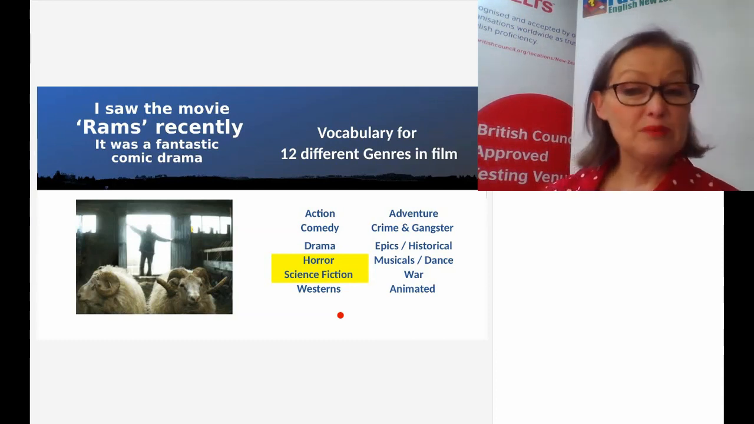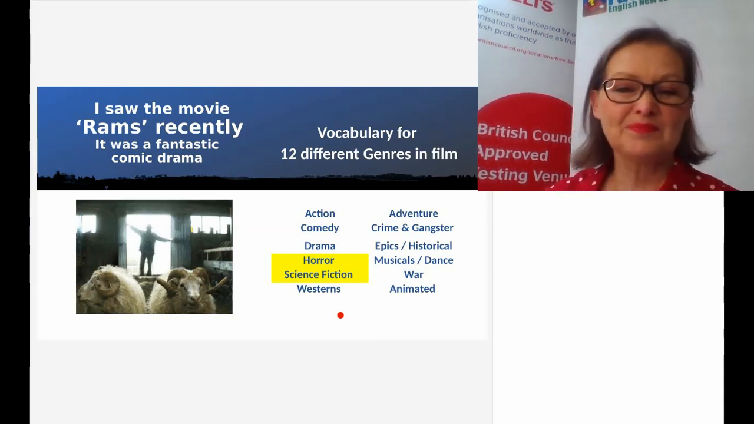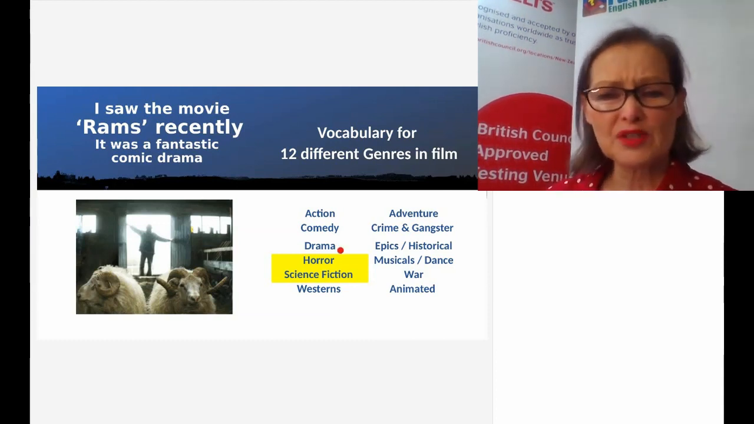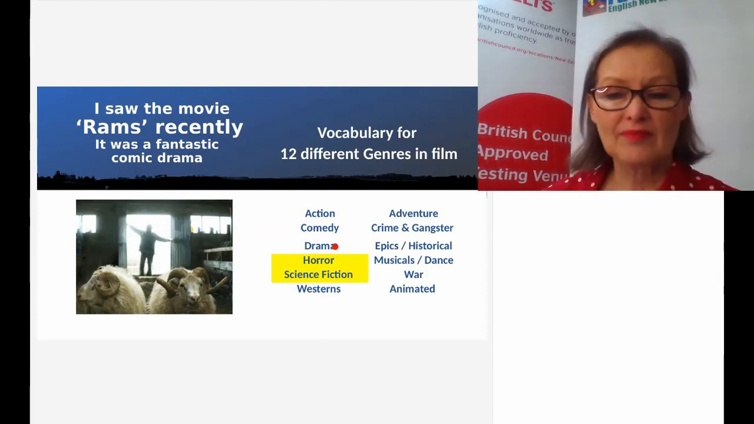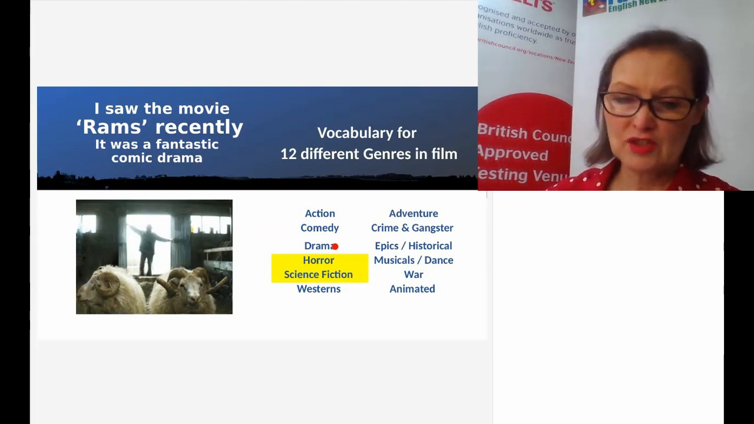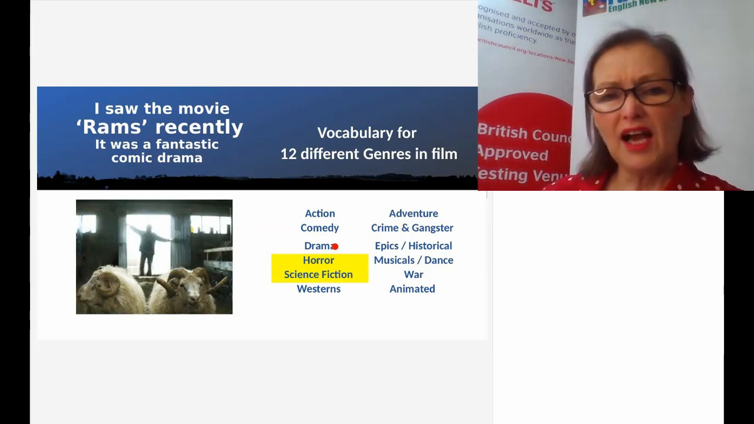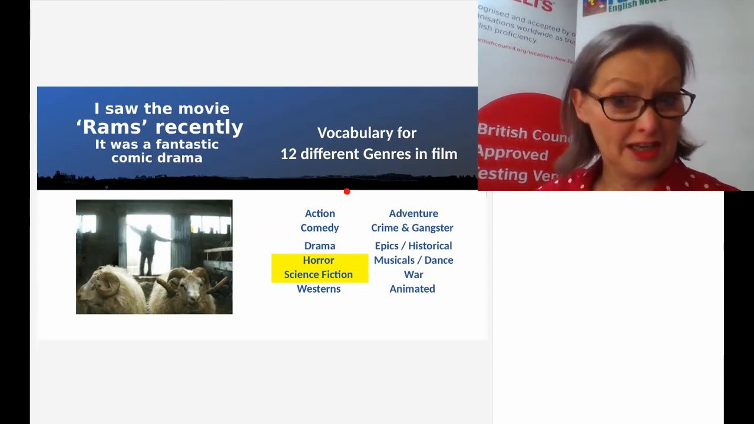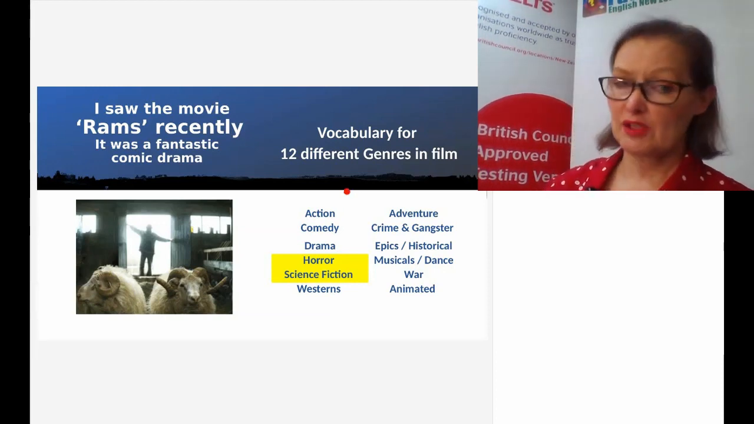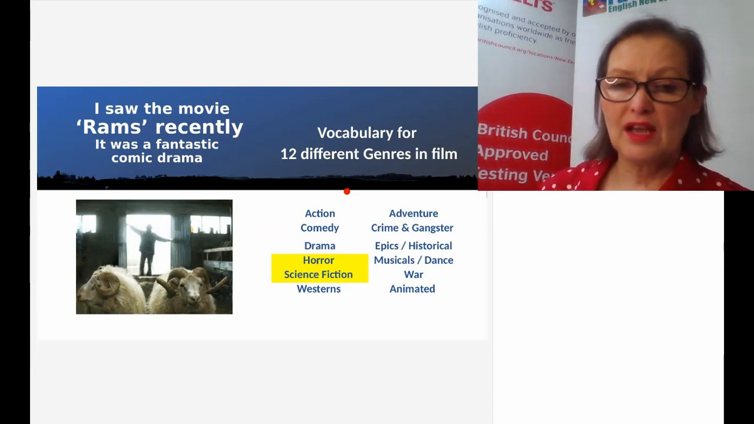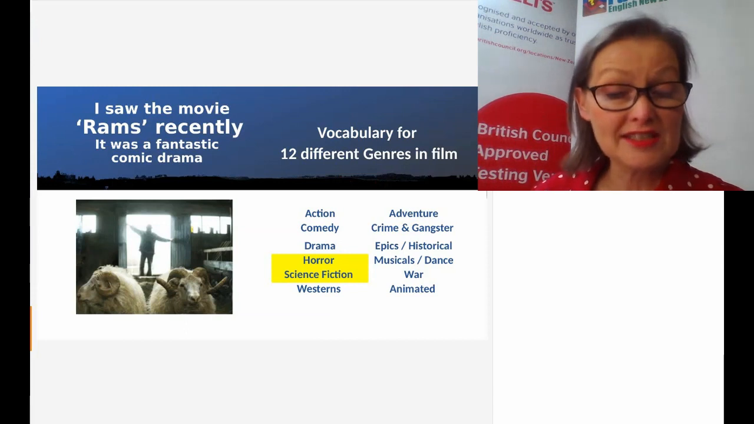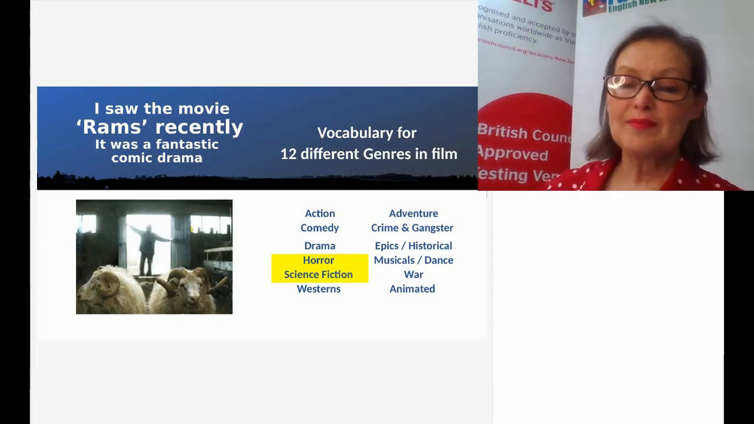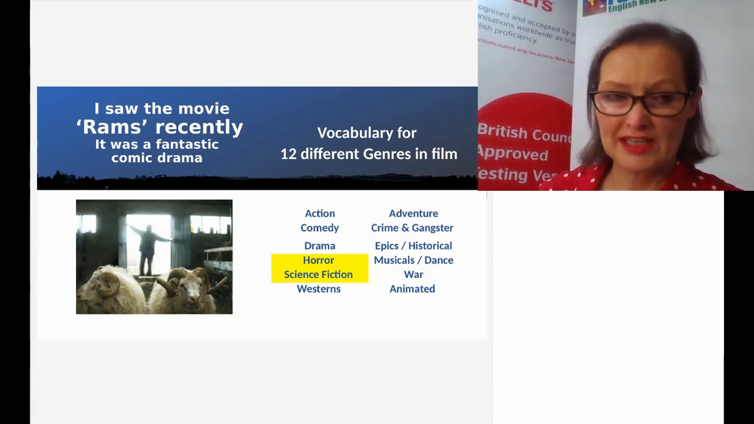So recently I saw the movie Rams, and it was a great movie. It had some humor in it. It was full of tension and drama, and I think it was a tragedy too. A lot of these sheep got very sick, a bit like COVID, and had to be put down. But it had a happy ending, and it was a really interesting insight into farming in the outback in Australia.